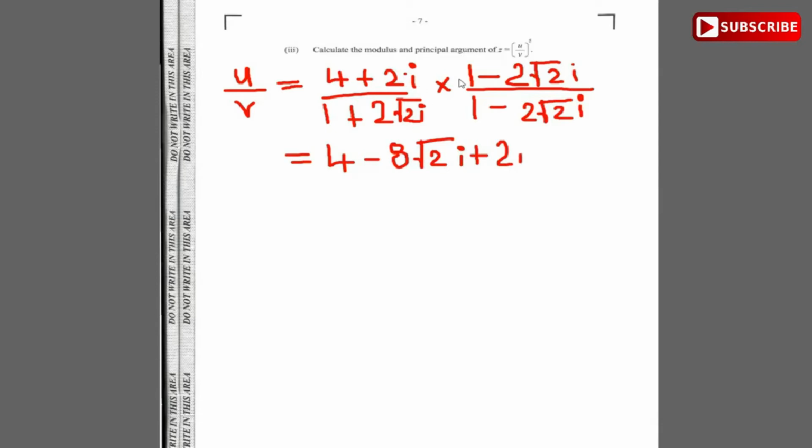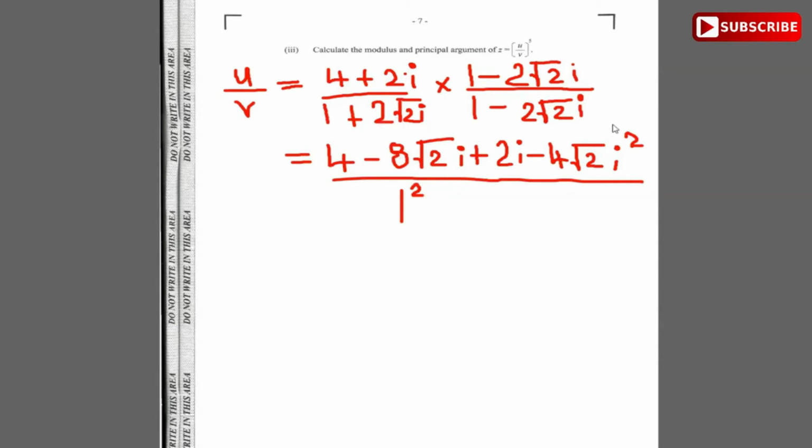And then we're going to have 2i times minus 2 root 2i. But 2 times 2 is 4, so that's going to be minus 4 root 2i. And then i times i is i squared, so it's minus 4 root 2 i squared. And that's divided by the difference of squares, 1 squared minus 2 root 2 all squared.